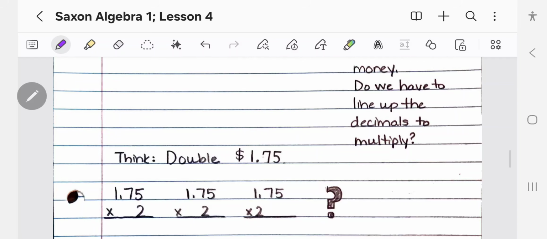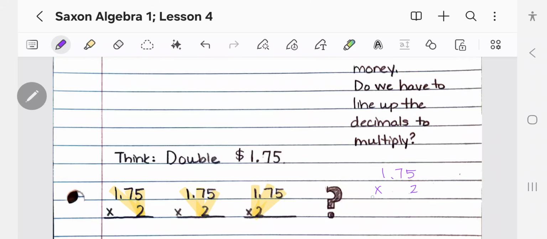Well, with multiplication, I would still do the same thing. I'd double that number, carry, double that number, carry, double that number, right? If I wrote it here, I would do the same thing. So it really doesn't matter. But what we do need to think about with multiplication is, where do we put the decimal? How do we know where we're going to put the decimal? So let's do this example, $1.75. And we're going to double it.